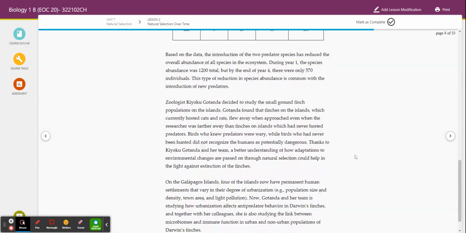Based on the data, the introduction of the two predator species has reduced the overall abundance of all species in the ecosystem. During year 1, the species abundance was 1,200 total. By the end of year 4, there were only 570 individuals. This type of reduction in species abundance is common with the introduction of new predators.